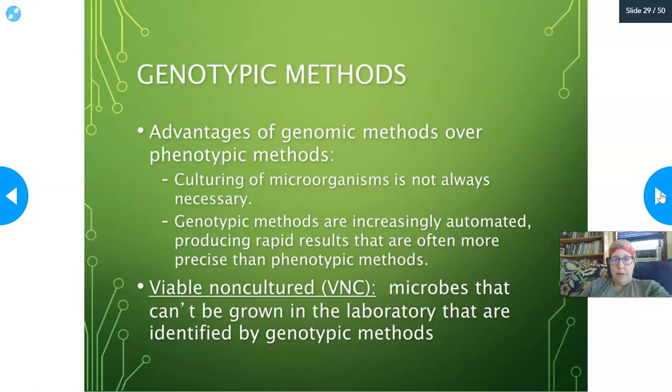All right, genotypic methods. So let's dive deeper into those. And the advantage of the genotypic methods over the phenotypic ones is you usually don't have to culture the microorganisms. Although some of them can be done, you can culture them out and then take samples of those colonies and use them to do the genotypic analysis. The genotypic methods are increasingly automated and they produce rapid results that are often more precise than phenotypic methods. And we're going to talk a little bit about some of them.